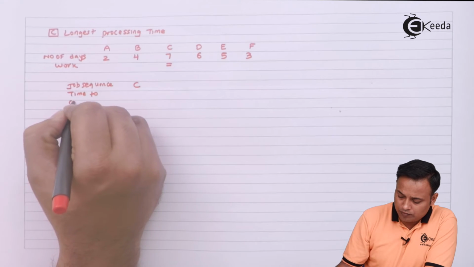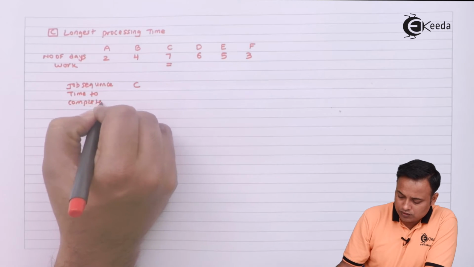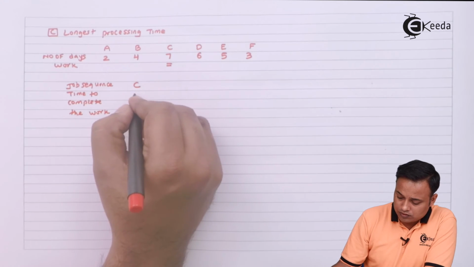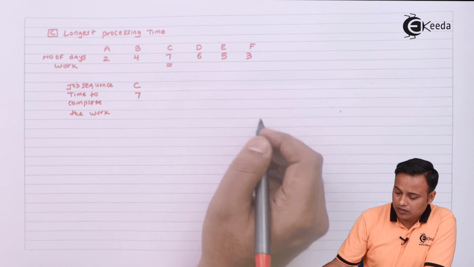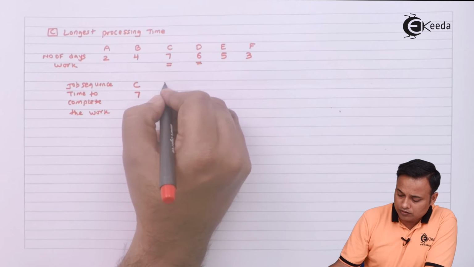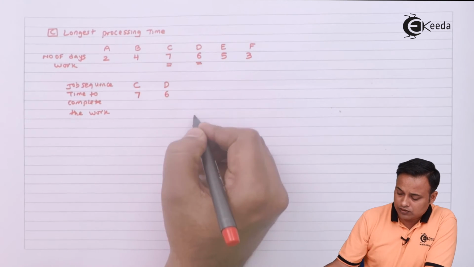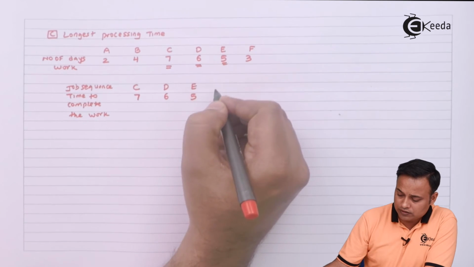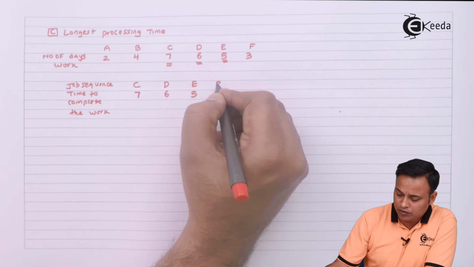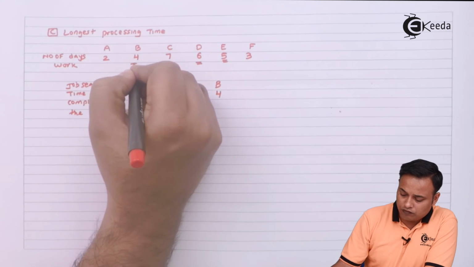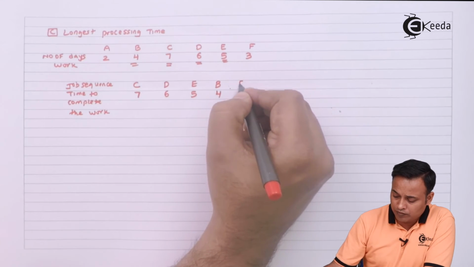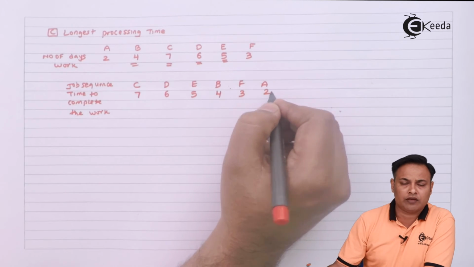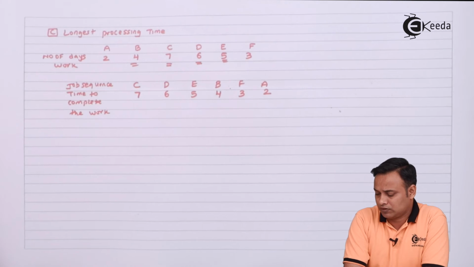The time to complete the work is 7 days. Then next will be job D, 6 days. Next will be job E, 5 days. Next will be job B, 4 days. Next will be job F, 3 days, and last will be job A, which will take 2 days.